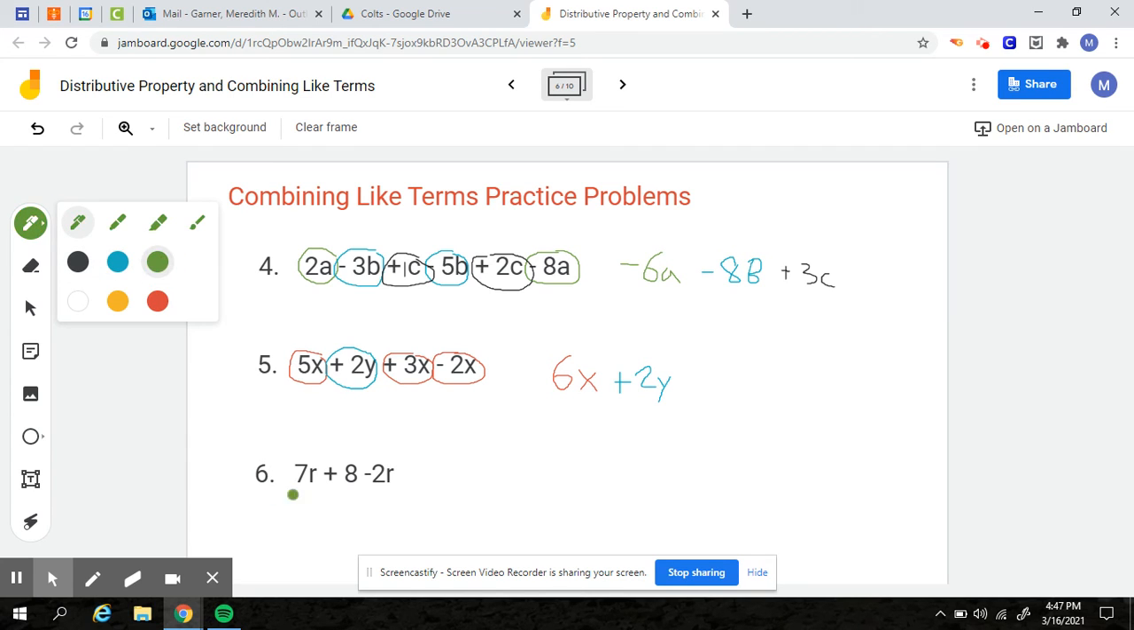And then finally, our last practice problem: 7r can be combined with the negative 2r, right? They're the same thing because they both have the variable r. So 7 minus 2 gives you 5r. And then once again, notice that our plus 8, there's nothing to combine with it. It's the only one that's just a number. So that means it's just going to stay how it is, plus 8. All right, so there are answers for numbers 4, 5, and 6.